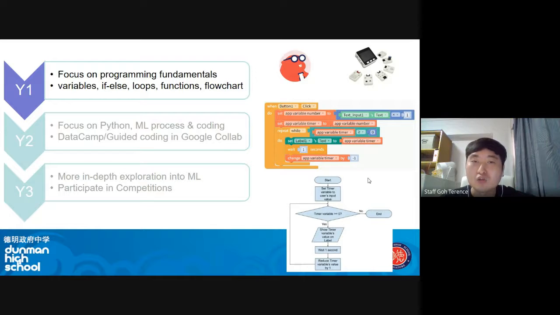And we try to introduce flowcharts as well. They don't need to know how to create a flowchart, but we teach them how to read and understand flowcharts. Reason being, it's usually a lot easier to explain the code using a flowchart as compared to just looking at the code itself. So that's what we do mainly in year one.